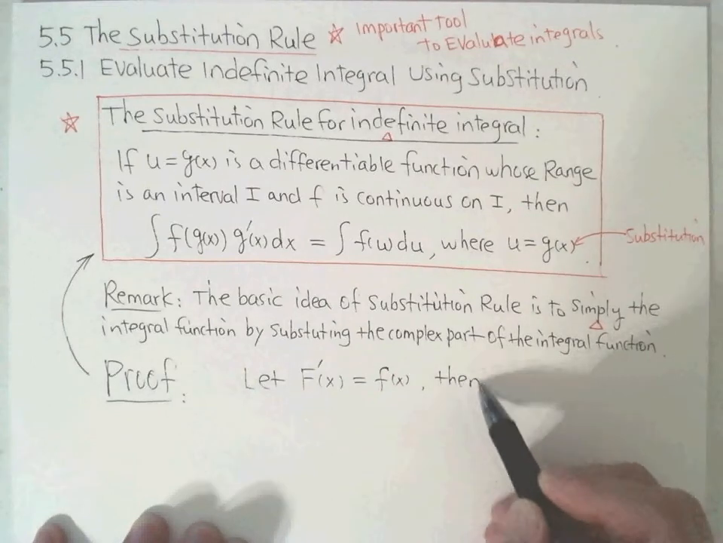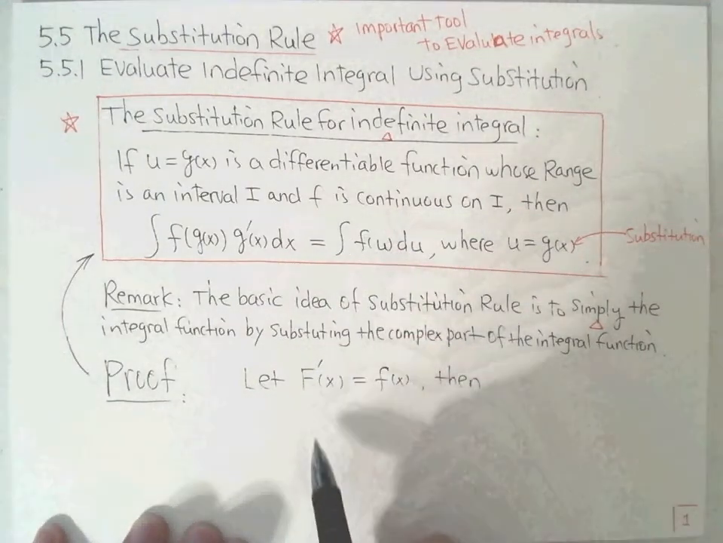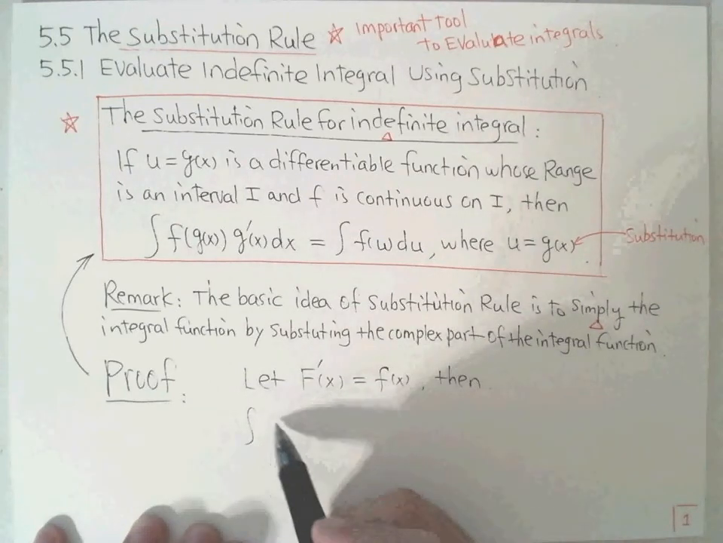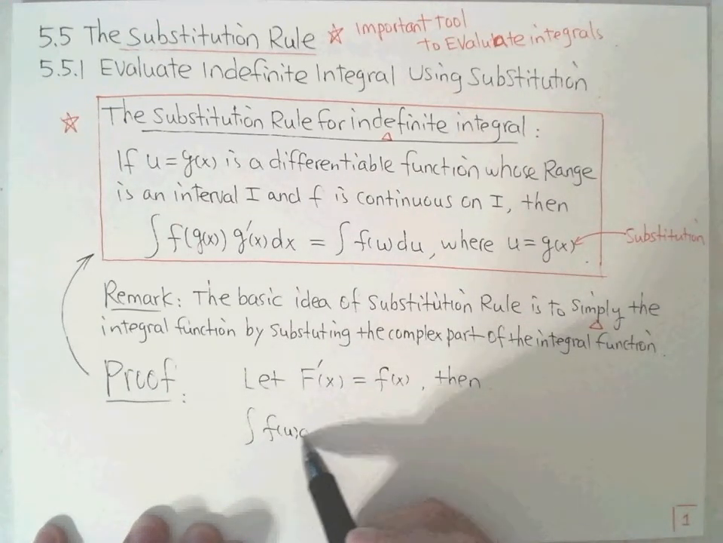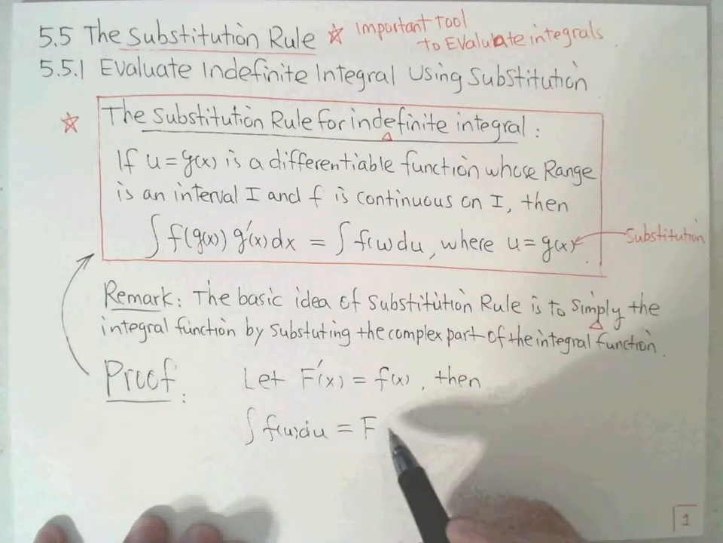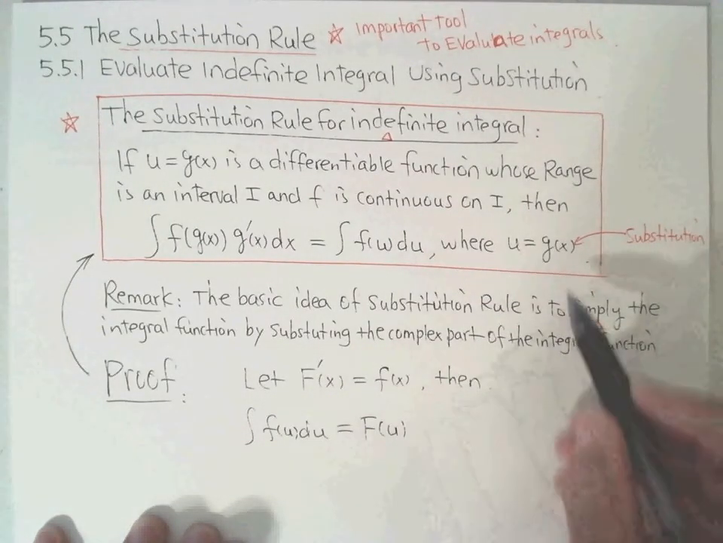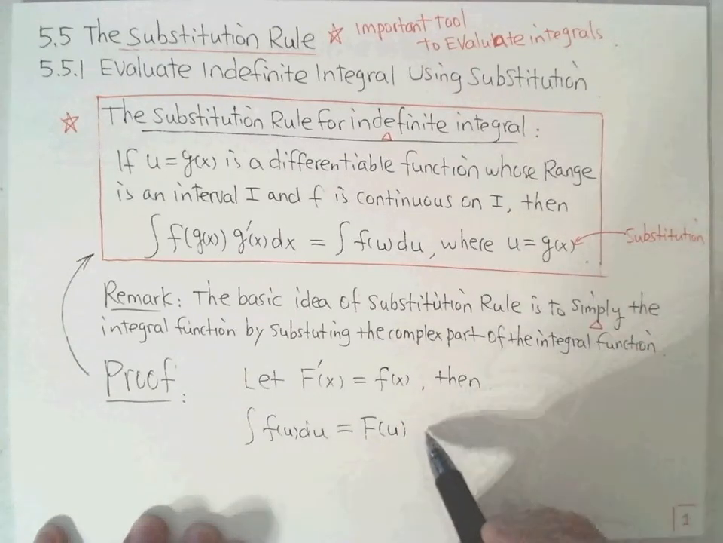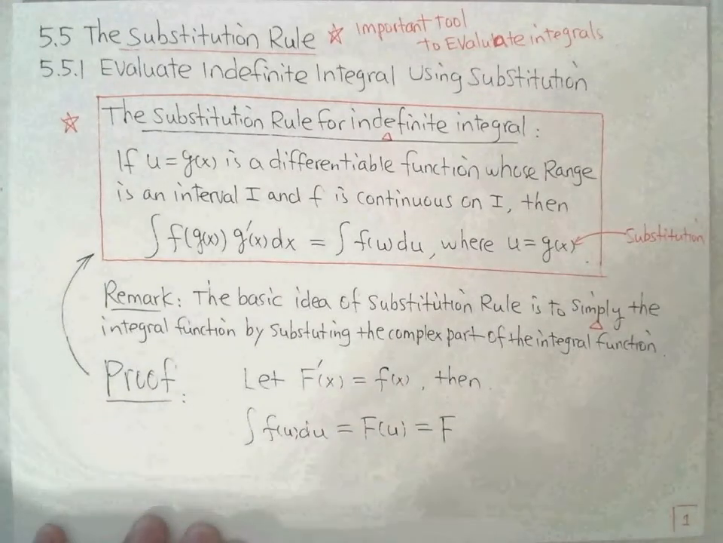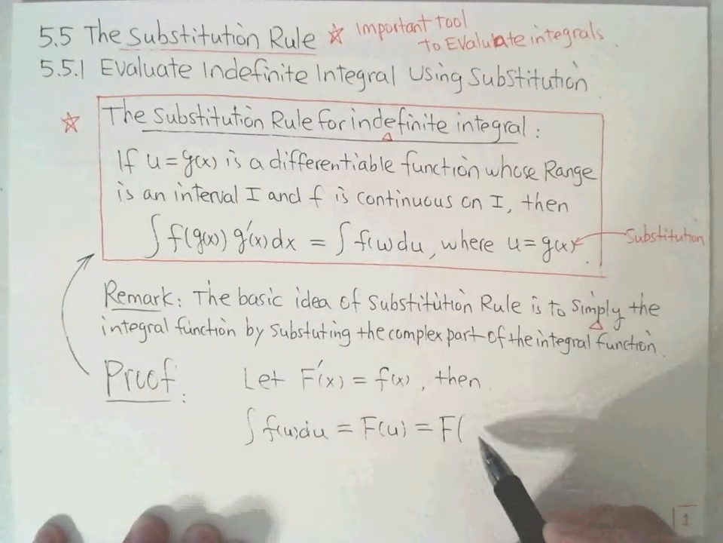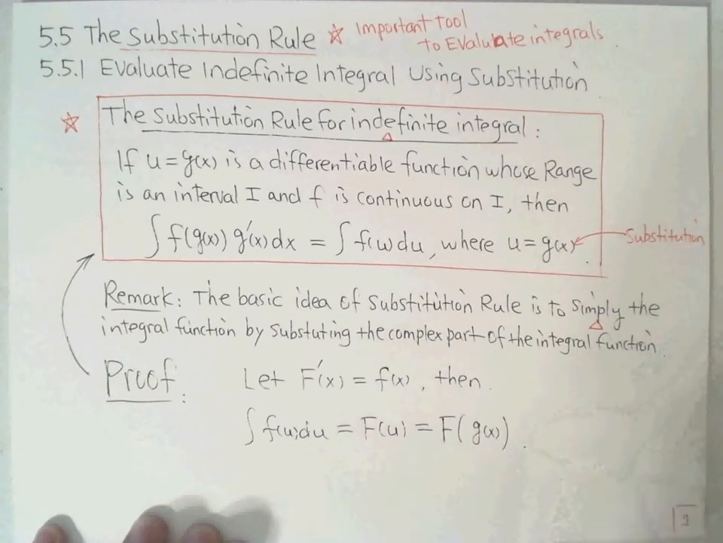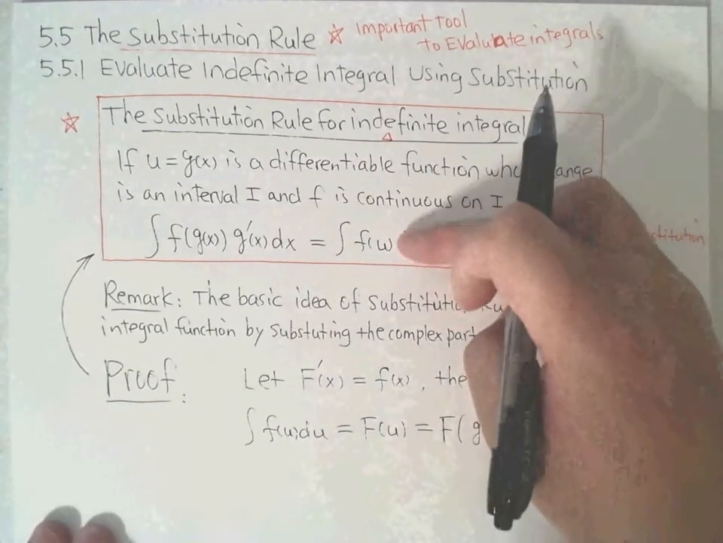So we look at the right side. Now the right side should equal this. The antiderivative is F at u. But remember, u is a function of g, so putting it together, the right side is a composite function. What is the composite? It is F composed with g, right? This is the right side, and we want to prove the right equals the left.